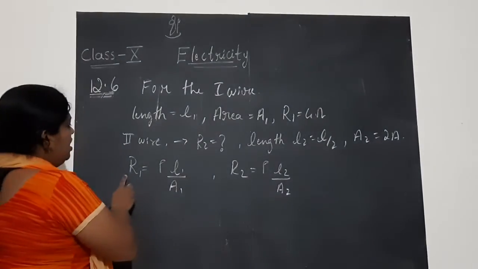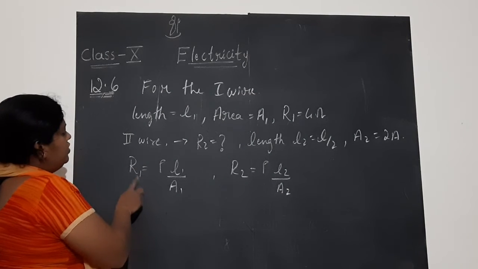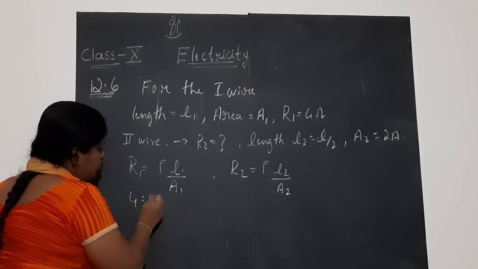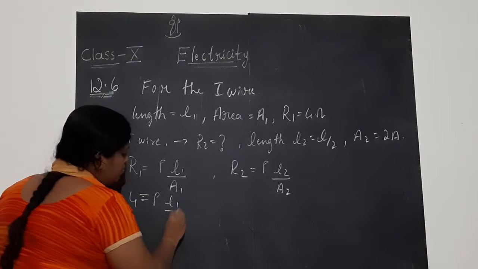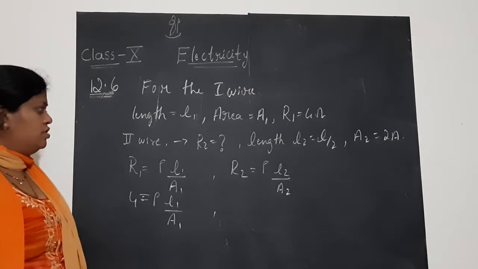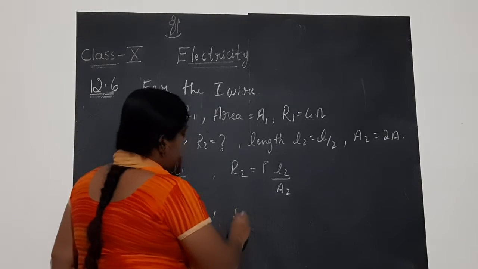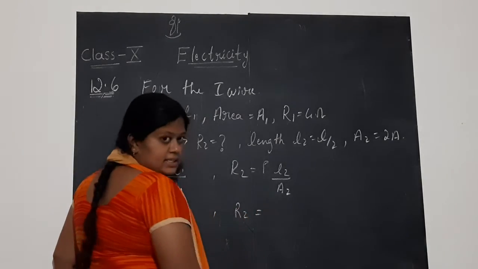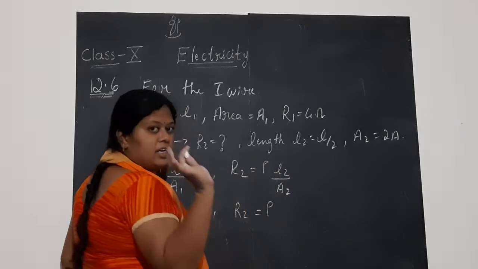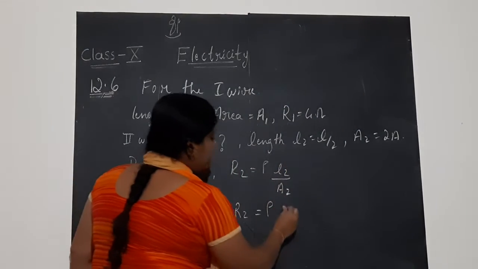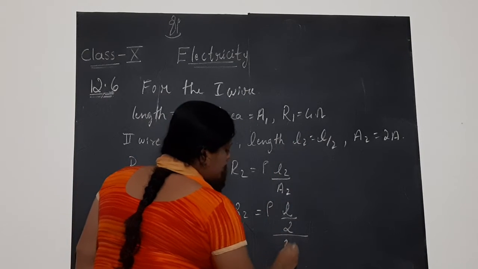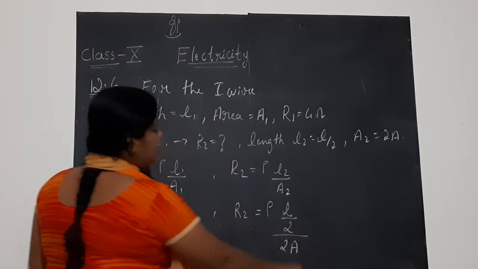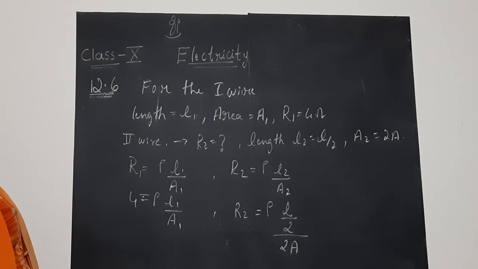Now substitute. Here I need not substitute anything for the first wire. Only R1 is 4 ohms I will substitute. Rho as it is I will keep. L1 is same, A1 is same for the first wire. For the second wire, R2 we don't know, so I will write as it is. Rho, same material, so as it is. What is L2? L by 2, area of cross section, this again divided by 2A. This is what we have.